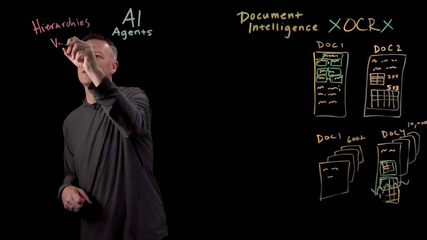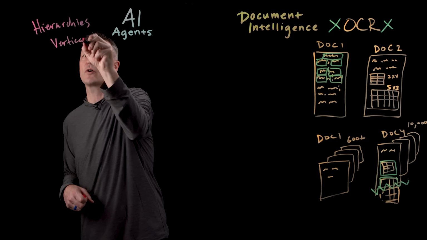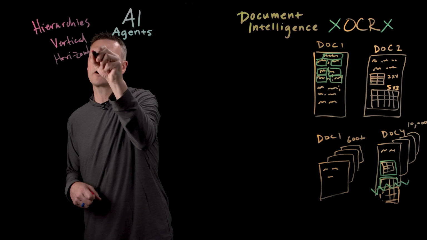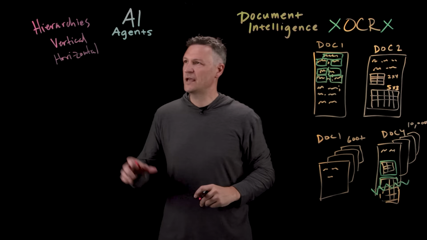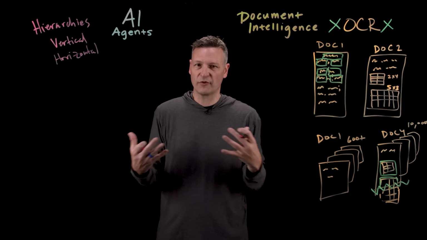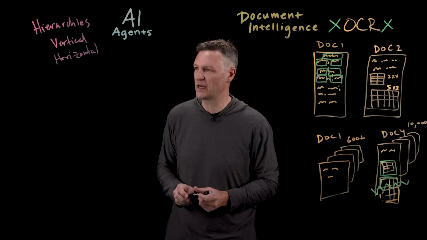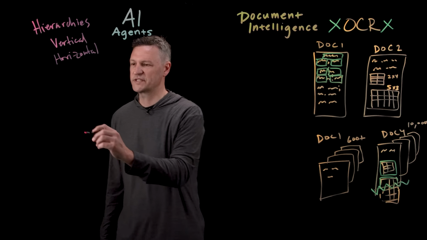Okay, and with hierarchies, we have vertical hierarchies and horizontal hierarchies, okay? And what we mean by hierarchies are how documents in a population relate to one another to create a logical whole. Here are a few examples.